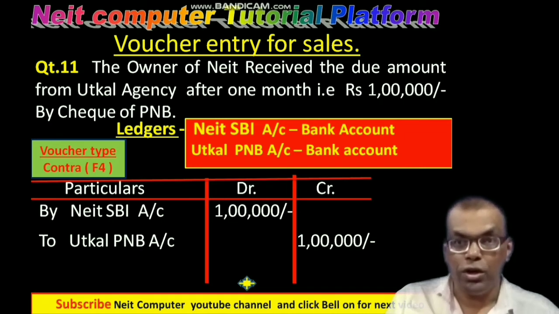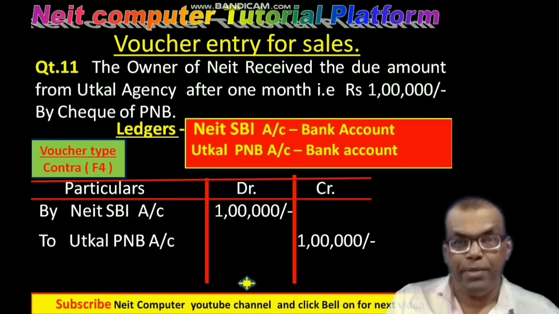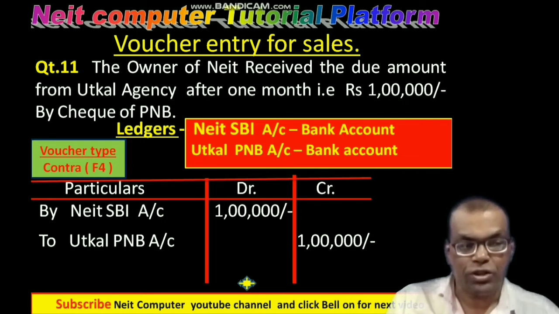So previously I told you we have to use a contra voucher when there is a transaction between cash and bank, bank and cash, cash and cash, or bank and bank. So this is an example of a transaction between bank and bank. So there must be the use of voucher type F4, that is contra voucher.